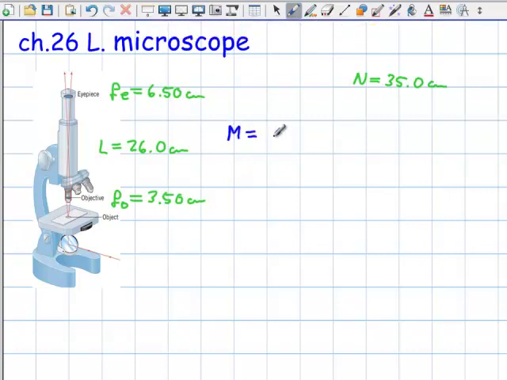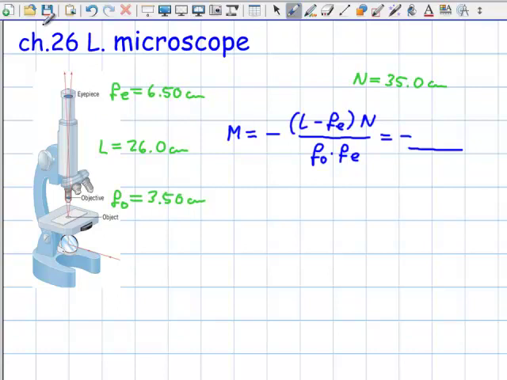m equals negative L minus Fe times the near point divided by the two focal lengths. No units, because this one is a ratio. This one is larger than this one here, so that's positive, all of these are positive. We will come up with a negative magnification, which simply means that the image is turned around from the object.